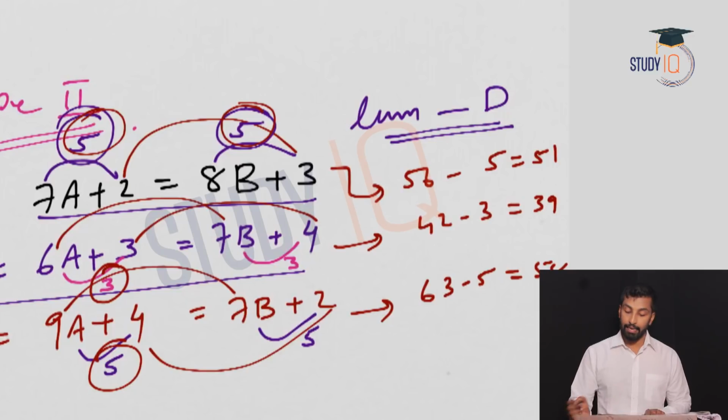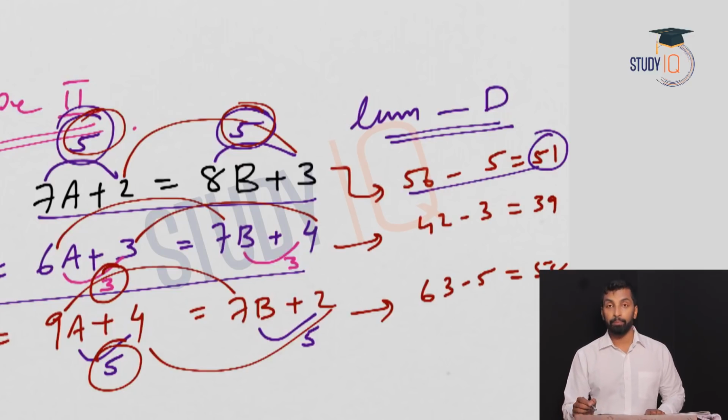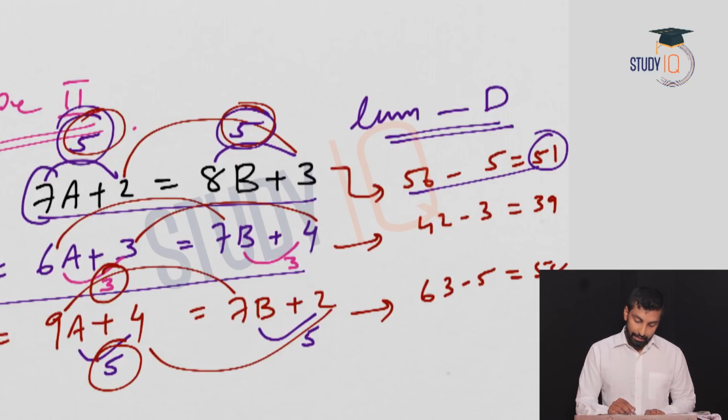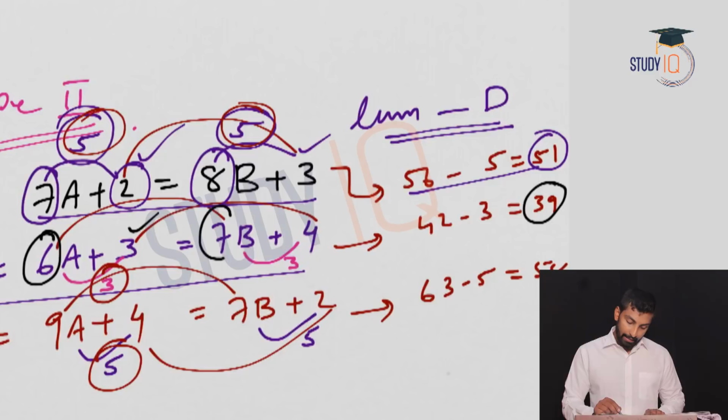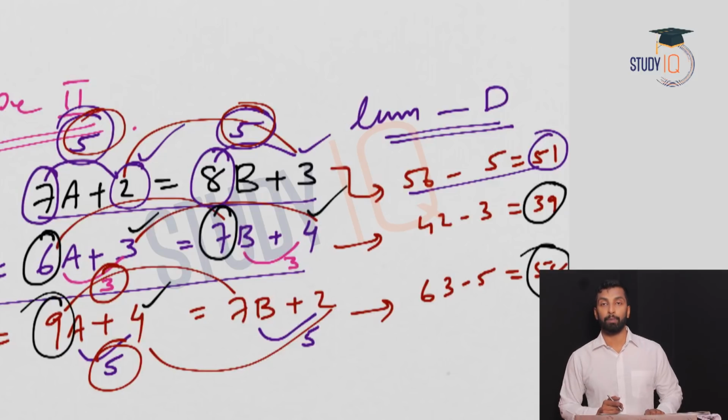Now you can check. Let's take the first one. 51. What they are saying is 51 divided by 7. What is the remainder? 2. Correct. 51 divided by 8. What is the remainder? 3. Correct. Let's take the second case. 39 divided by 6. What is the remainder? 3. Correct. 39 divided by 7. What is the remainder? 4. Correct. Let's take this case. 58 by 9. What is the remainder? 4. Because 54 is a multiple of 9.